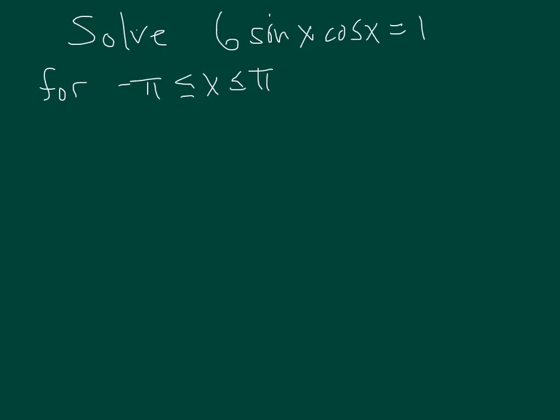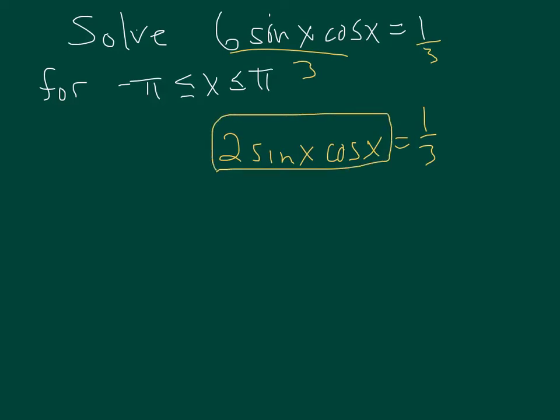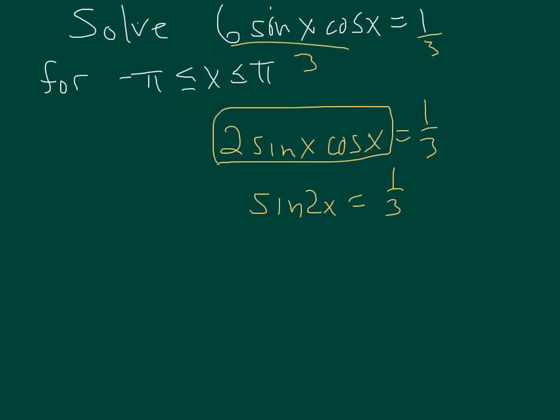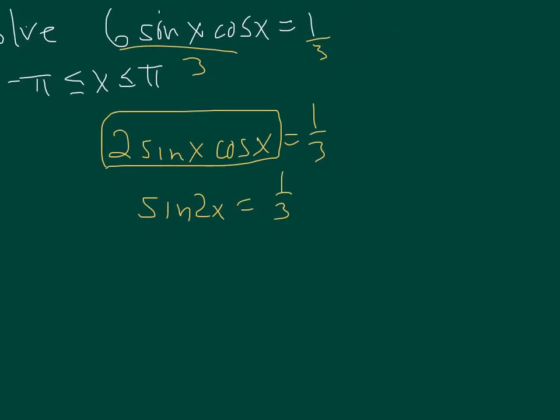Now, if you're looking at that, take out your list of identities, and on the list of double angle identities, look at the double angle identity for sine. That looks a lot like this, doesn't it? And if I divide this side by 3, I have 2 sine x cosine x. And that expression is equal to, by the identity, sine of 2x. We'll move that over here a little bit.